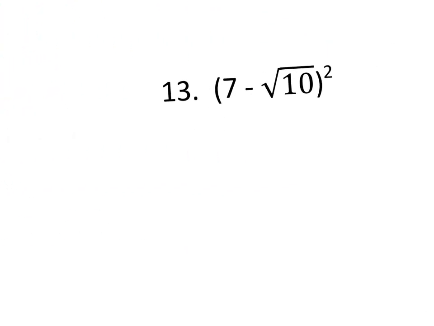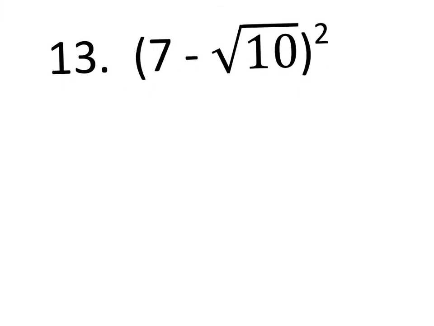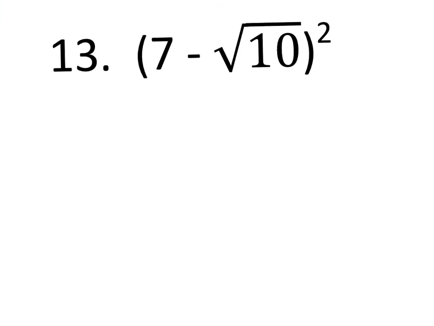Okay, number 13, we talked about back in chapter 8 as well, that when we have this squared right here, that means write it out twice. Okay, so I'm going to write 7 minus root 10 times 7 minus root 10. And now we're going to FOIL.